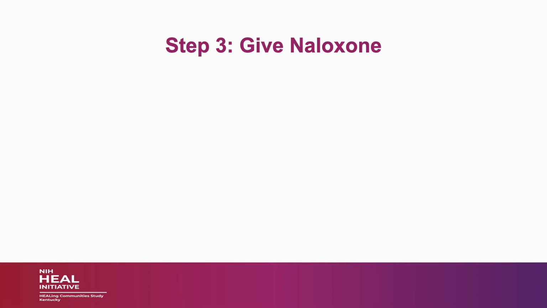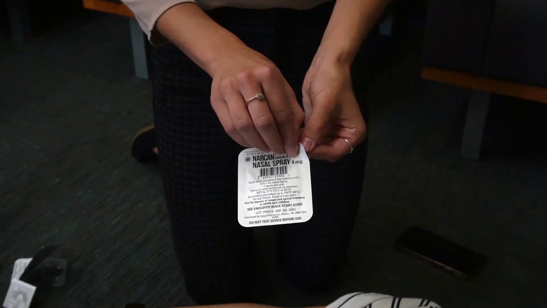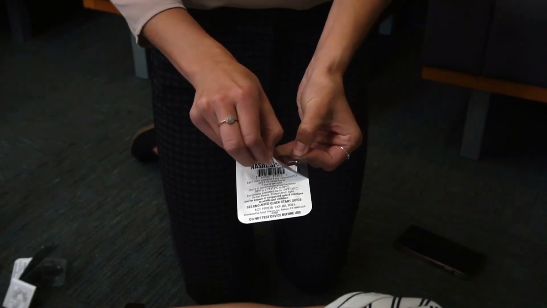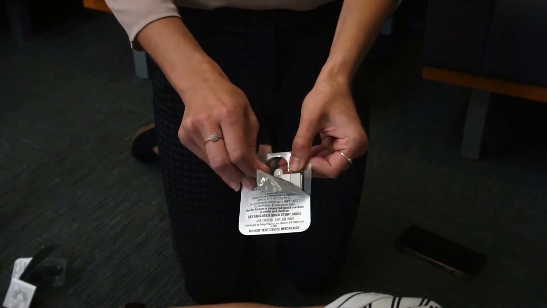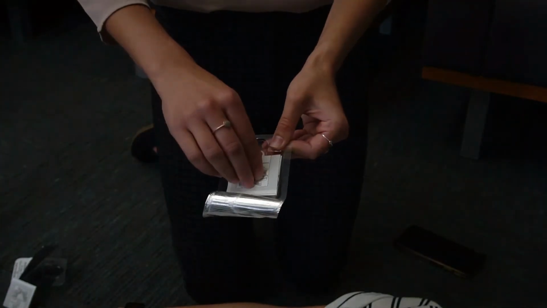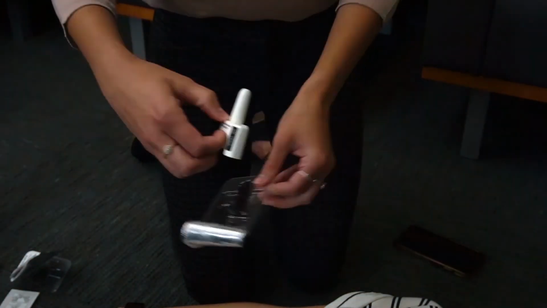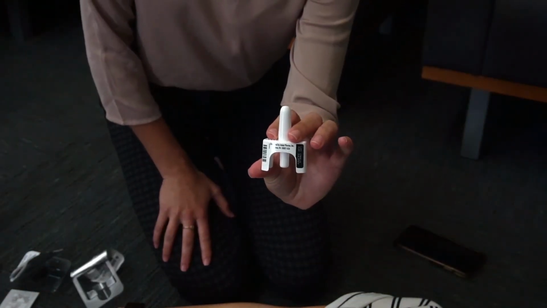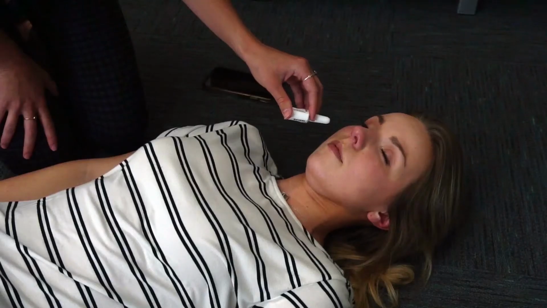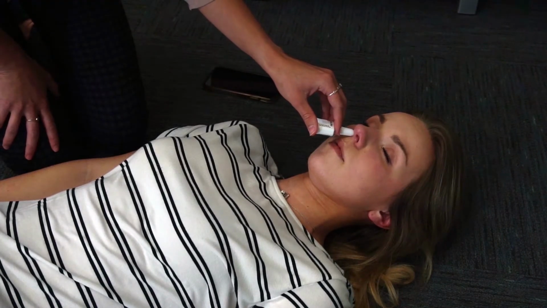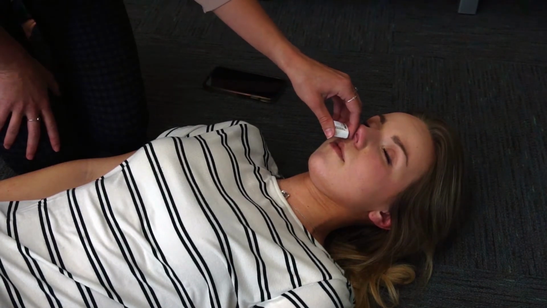Step 3, give naloxone. Peel open the packaging and remove the nasal spray. Place your fingers on either side of the nozzle. Do not test the spray, the dose is already prepared. Place the nozzle in one nostril until your fingers touch the bottom of the person's nose, and firmly press the plunger to dispense the whole dose into one nostril and remove the nozzle from their nose.